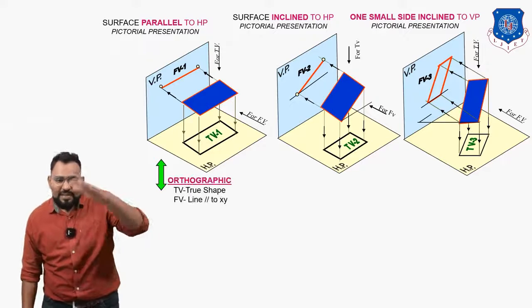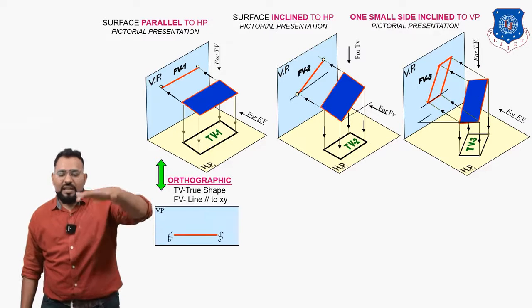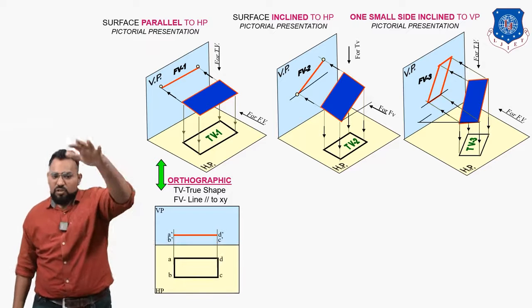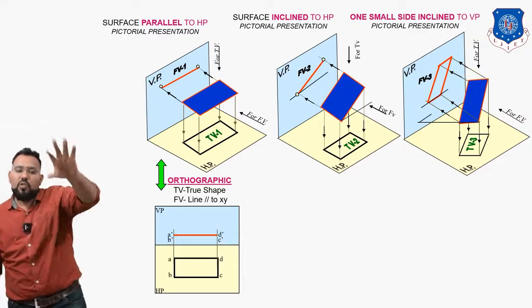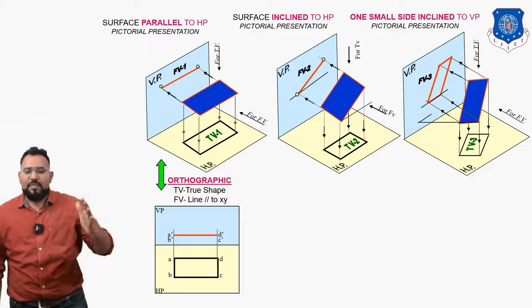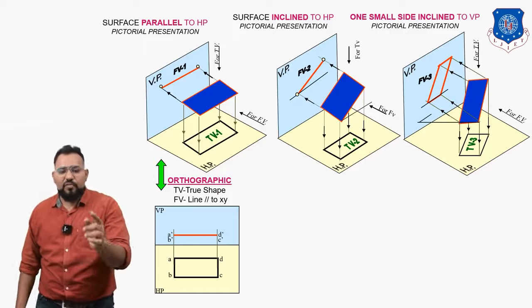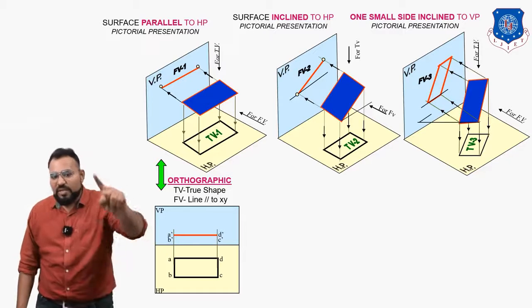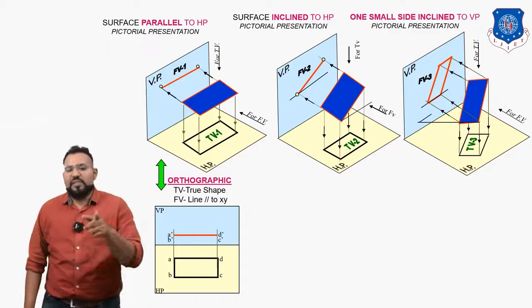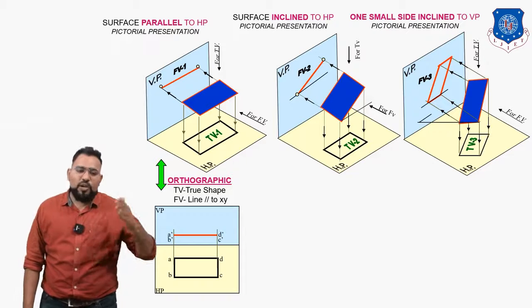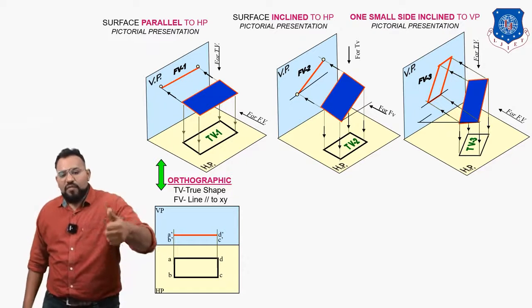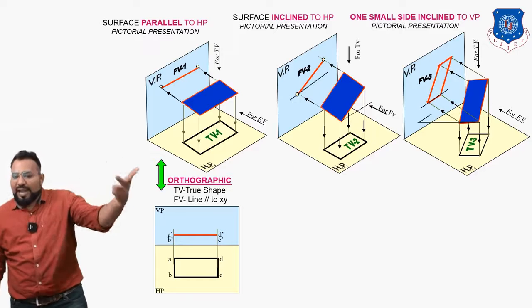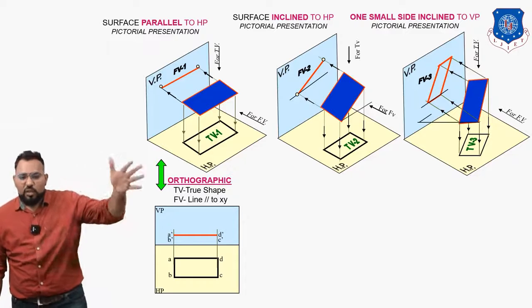Now this very same projection is going to look like this. The projection of the first picture is going to look like this in a single plane of paper. You can see that the front view will be a line and the top view will be the true shape. Why a true shape? Because in the first pictorial presentation, the surface is parallel to HP. That's why in the front view you will get a line parallel to XY, and the top view will be the true shape.